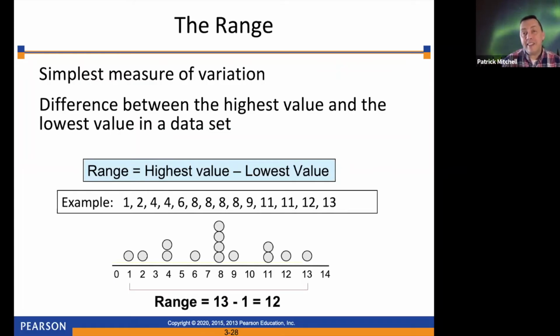It is the simplest one, but it's also the one that maybe gives the least amount of information. Because I could change all of those middle values to anything I want as long as they're between 1 and 13. I could make them all 8, or I could make half of them 2 and half of them 12. And the range would still be 12. The range only depends on the highest value and the lowest value. For that reason, it is somewhat limited.